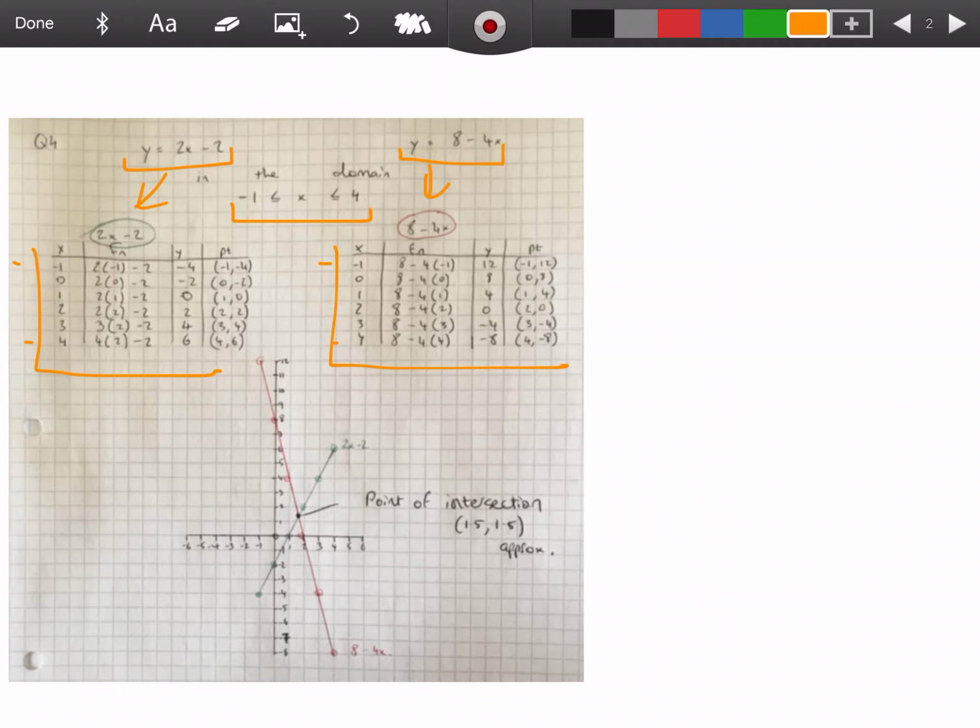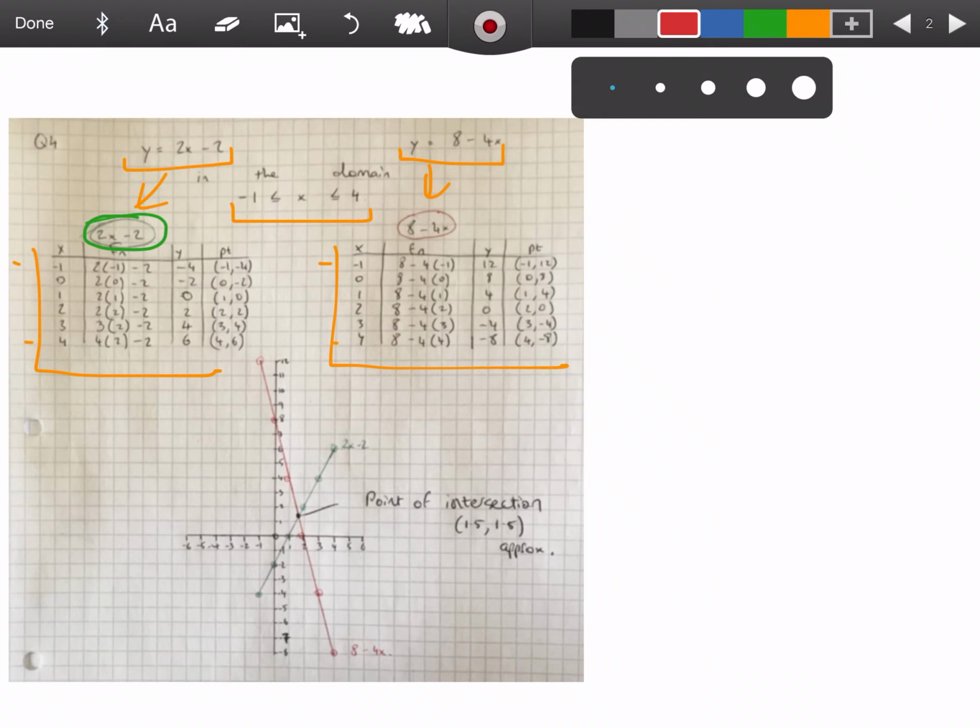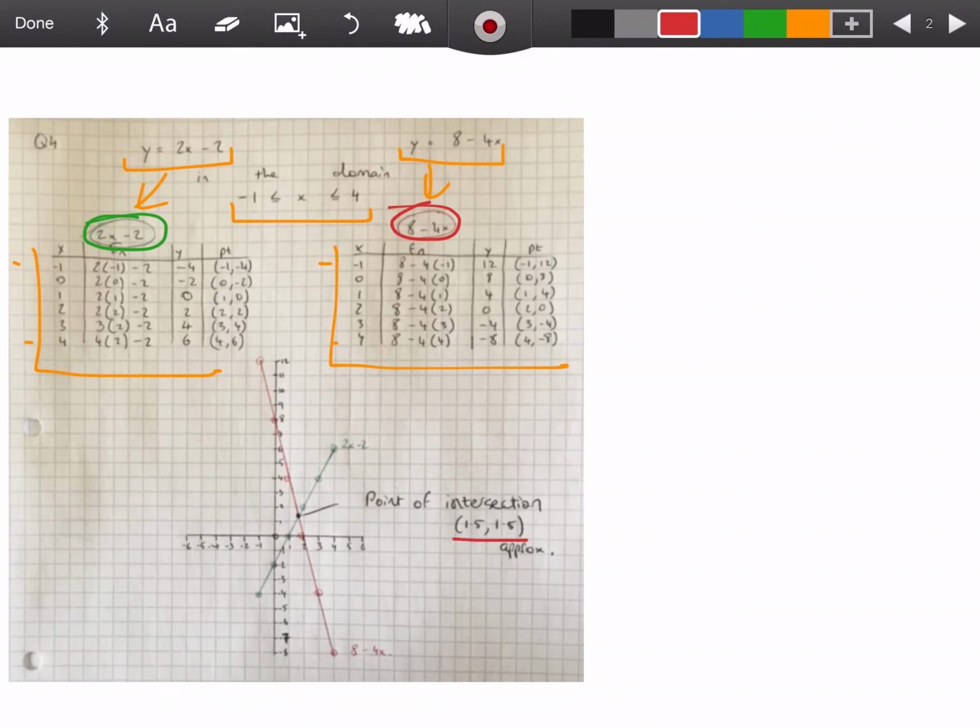And you can see what I've done. I've given them different colours. So this one is the green one, and this one is the red one. And then I've used a red pen and a green pen to plot them. It also asked for the point of intersection in this case, and my graph says that it's about 1.5, 1.5. So you can see it's 1.5, and then I go up about 1.5, and you can find the point of intersection. Now it's not an exact science.